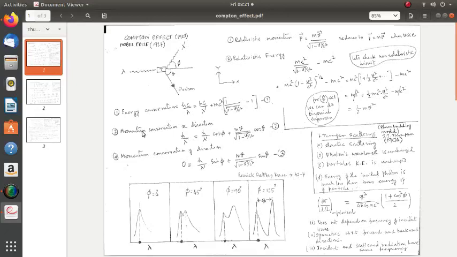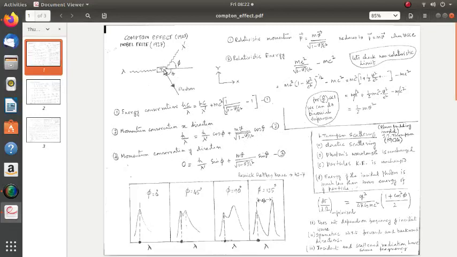Now let us consider the momentum conservation. First, in the x direction. The momentum before the collision is h by lambda. After the collision, the momentum in the x direction is h by lambda dash cos phi, plus mv by root over 1 minus v square by c square times cos theta. So that completes the momentum balance in the x direction.